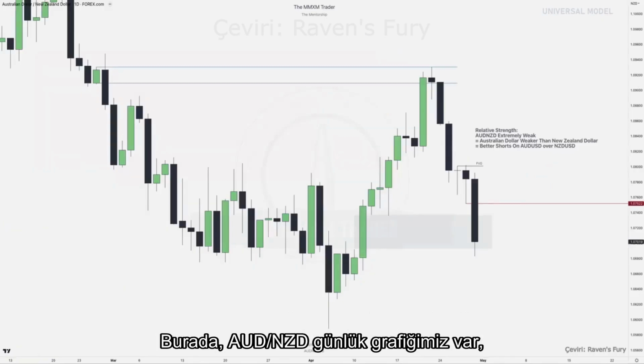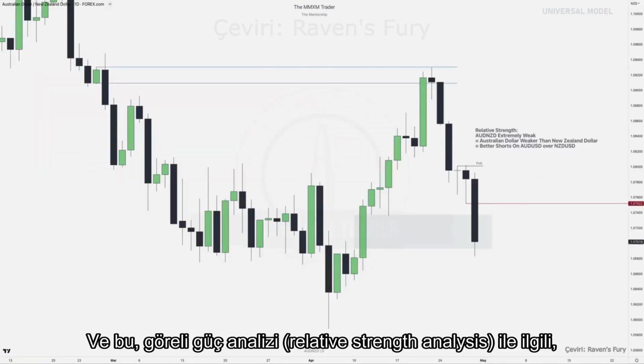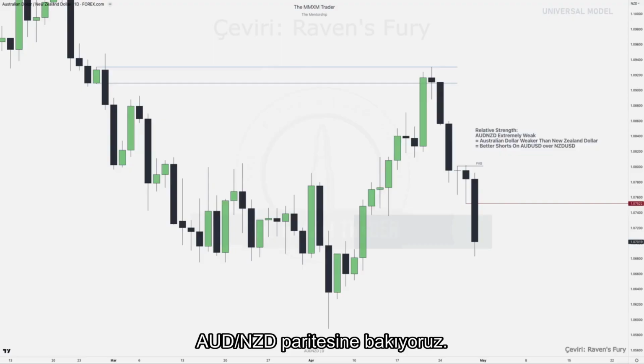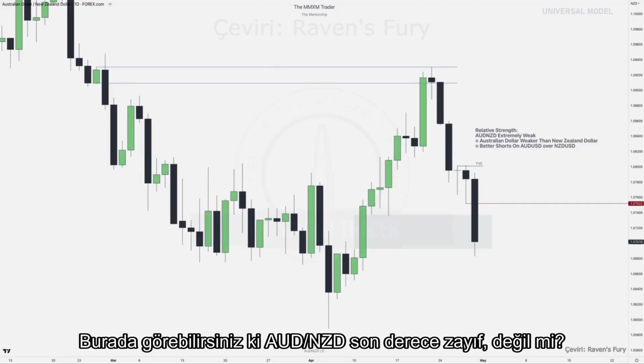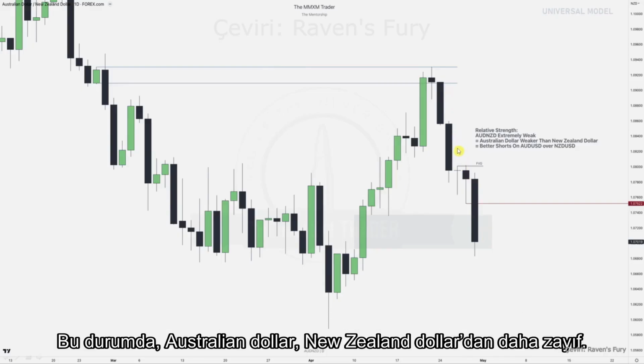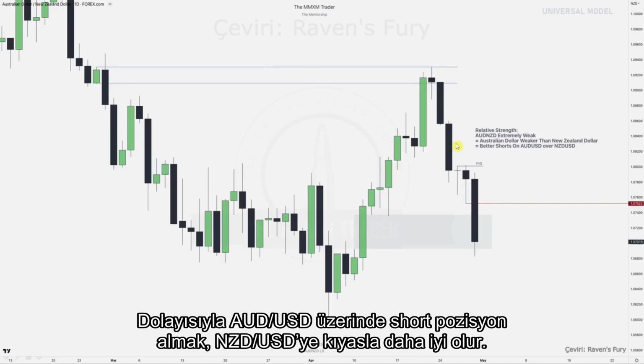So over here we've got an Australian dollar, New Zealand dollar daily chart, right? And this is going about relative strength analysis, right? So over here, if we want to trade AUD USD, for example, or NZD USD, we go to Australian dollar, New Zealand dollar to see which one is more weak or which one has more strength. And over here you can see AUD NZD is extremely weak, right? Because we can see price action continues to dive deeper and deeper, making NZD stronger than Australian dollar. So in this occasion, Australian dollar is weaker than the New Zealand dollar, so you had better shorts on AUD USD over NZD USD.